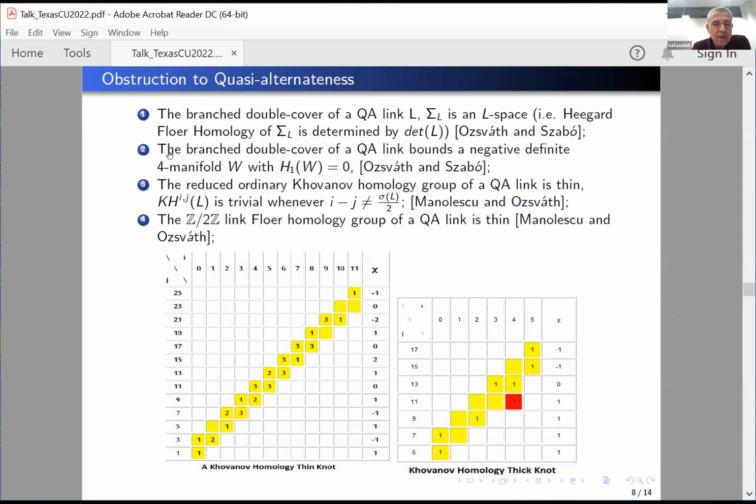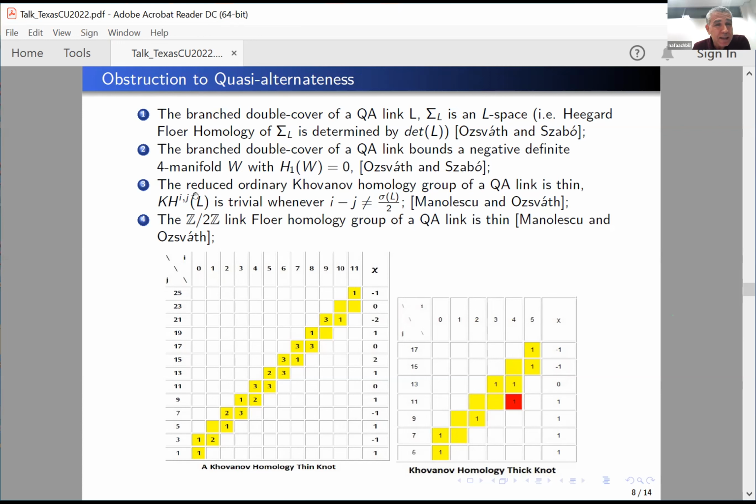Second obstruction: the branched double cover of any quasi-alternating link bounds a negative definite four-manifold with trivial first homology group, H1(W) equal to 0. This is also Ozsváth and Szabó.